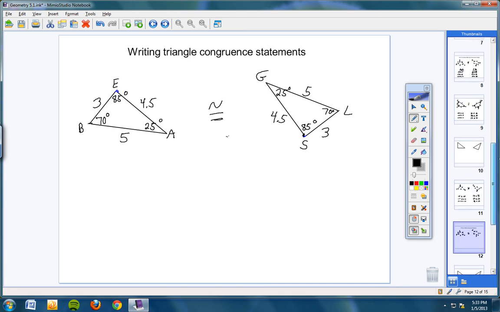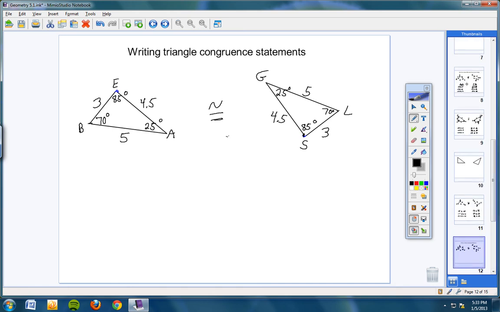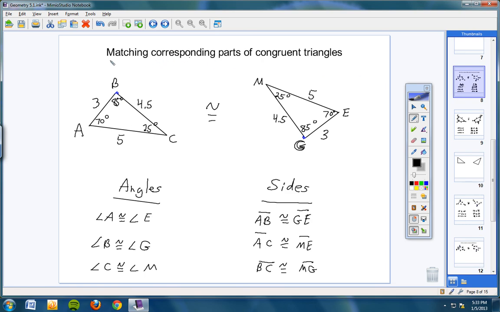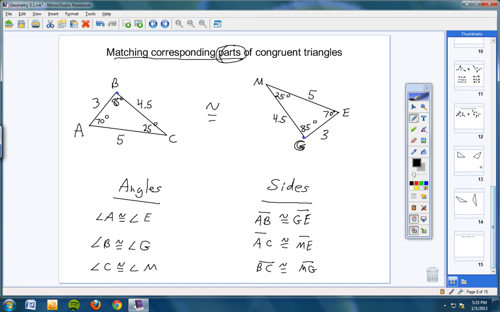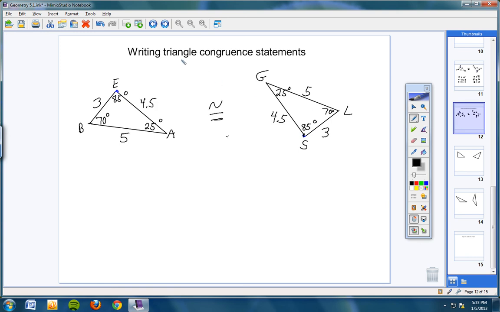I'm almost done. Look, when I asked you, let's look back about 4 slides, when I asked you to match corresponding parts, we were dealing with angles compared to angles. Do you see that? And sides compared to sides. That's called corresponding, keyword, parts. But now we're talking about triangle statements, not parts. Notice you don't see the word parts anywhere. We are now dealing with triangle statements. So please write this in your notes.